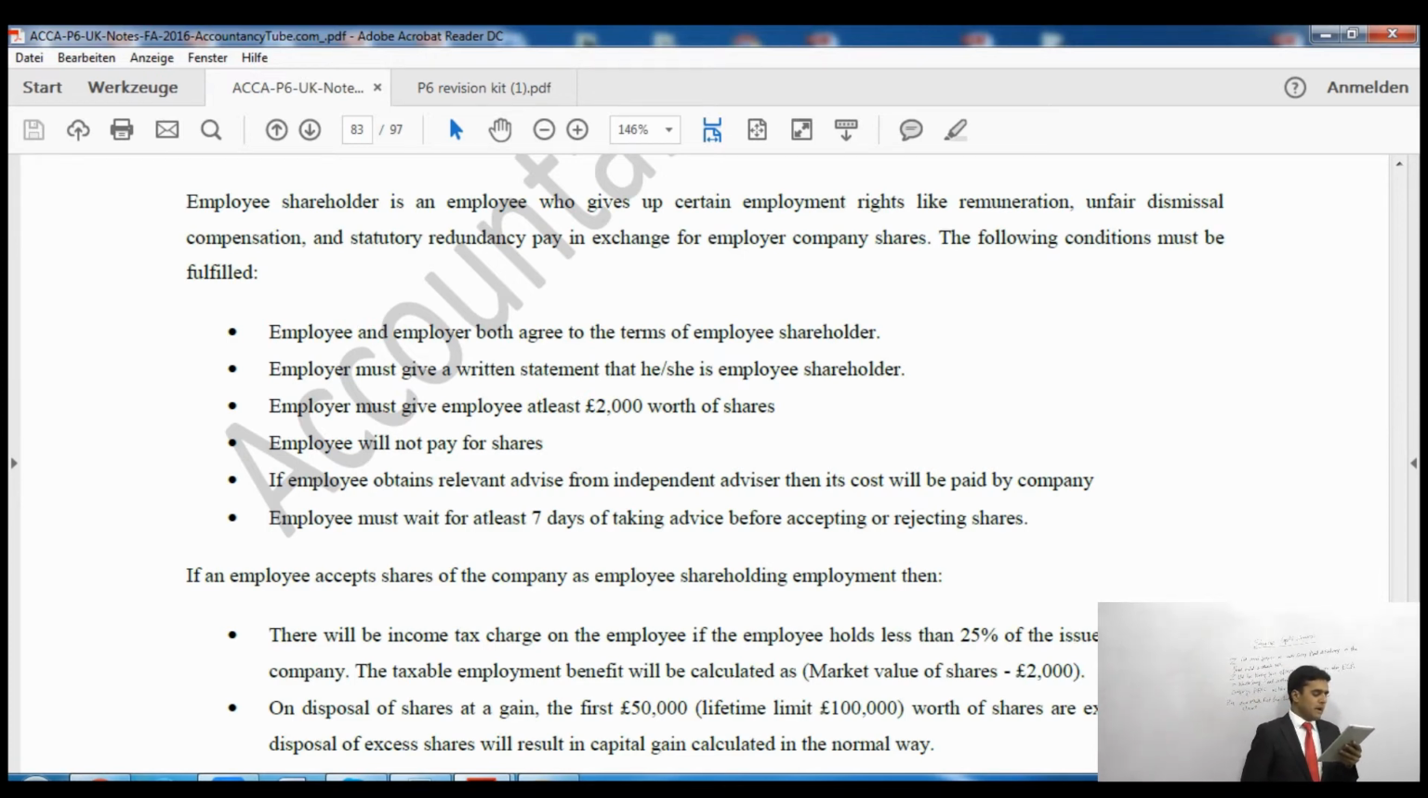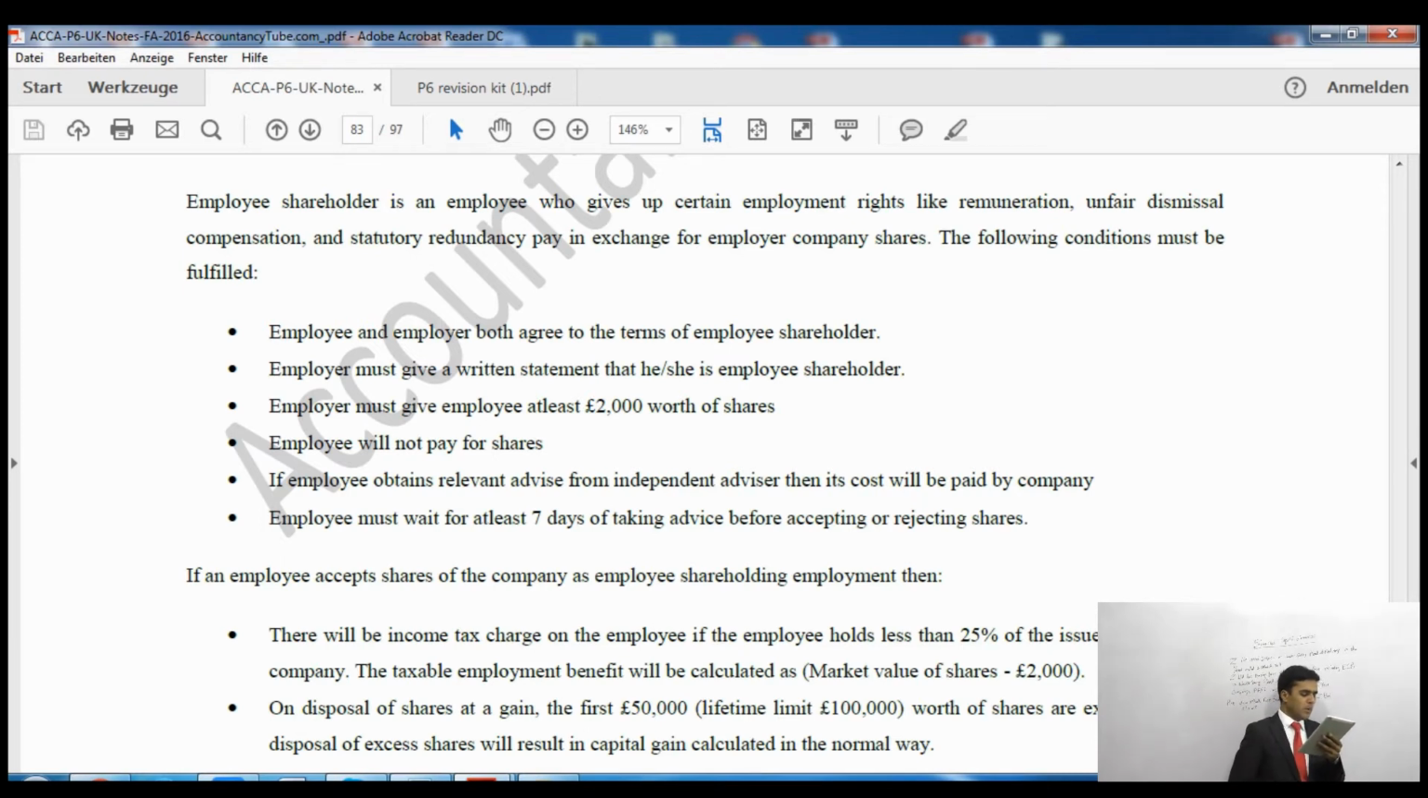Employer must give the employee at least 2,000 worth of shares. So 2,000 pounds worth of shares must be given at least, right? And for these 2,000 pounds worth of shares, the employee won't have to pay anything. So these will be free shares. Employee won't be paying anything up to 2,000 pounds. However, if the employer gives, say for example, 3,000 pounds worth of shares, up to 2,000 pounds is exempt. On the extra amount which is given, they might have to pay tax. Although they could be free, I'm talking about it from a tax perspective, which we'll see now.